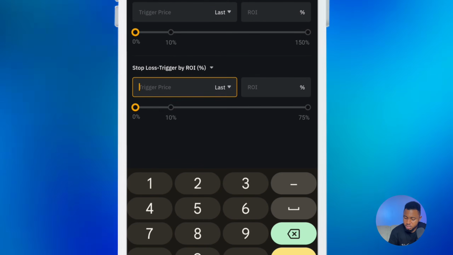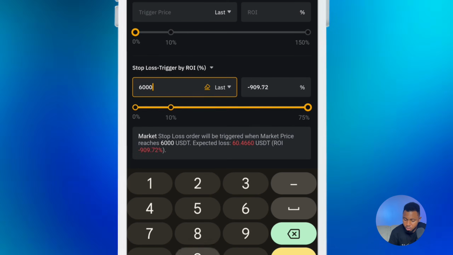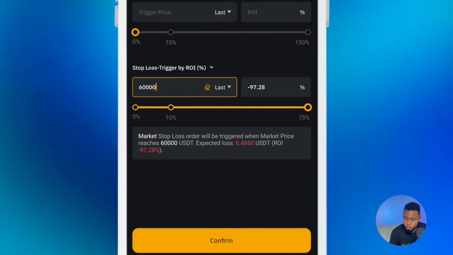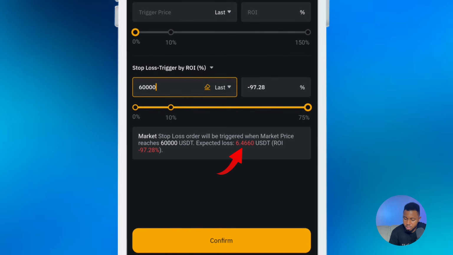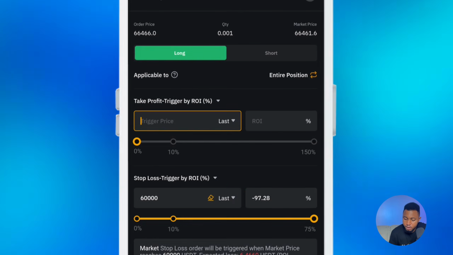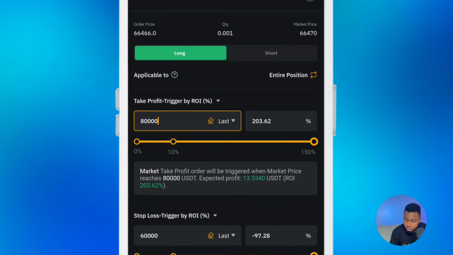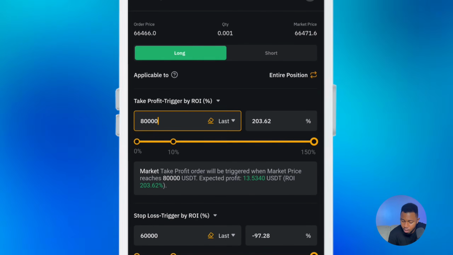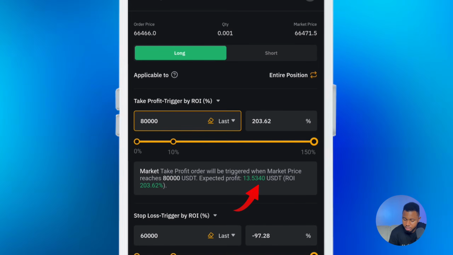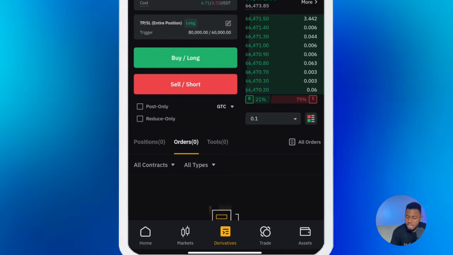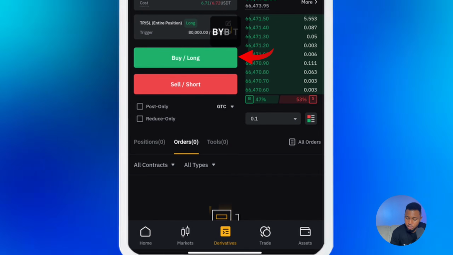So I can say if BTC goes below $60,000, close this trade for me. I'm going to lose about $97, and that is about 6.46% of my money. And for the take profit, I can say if BTC gets to $80,000, close this trade on profit for me. That way I've been able to make about $203, which is about $13 profit. I can click on confirm and click on buy/long.